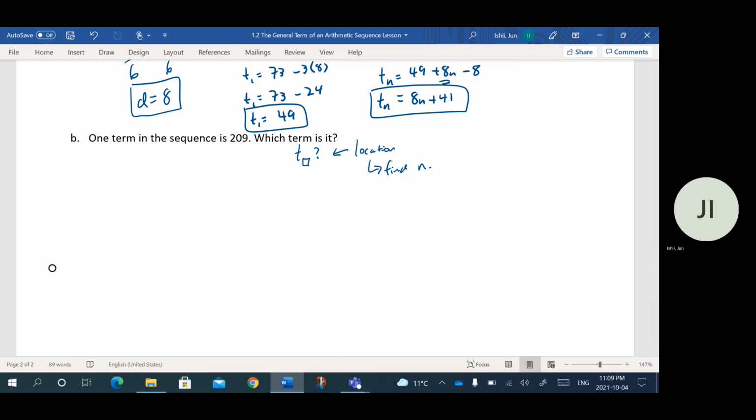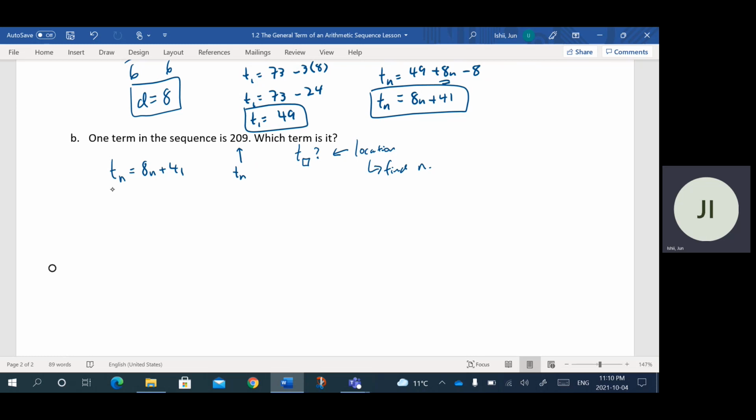All right, so again, I've got Tn equal to 8n plus 41. So 209 here, we don't know the location of it, but we do know that it is a term. So I'm going to call it Tn.